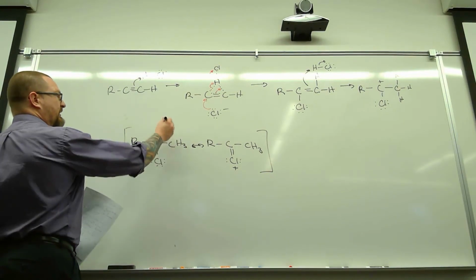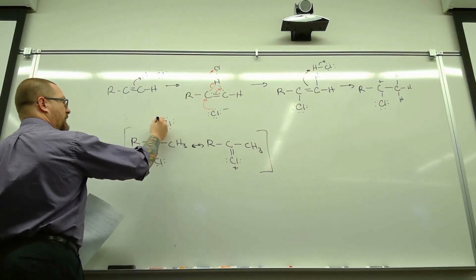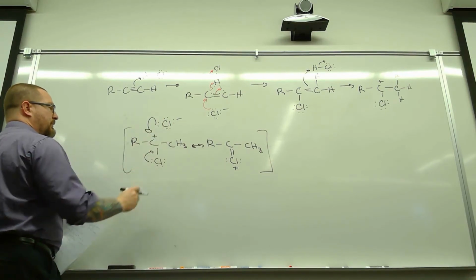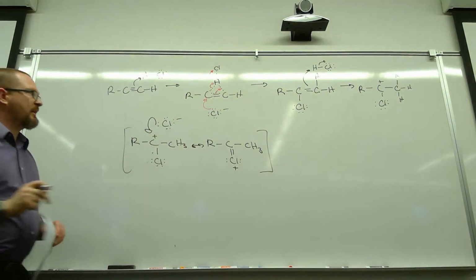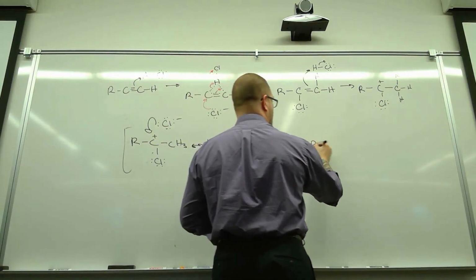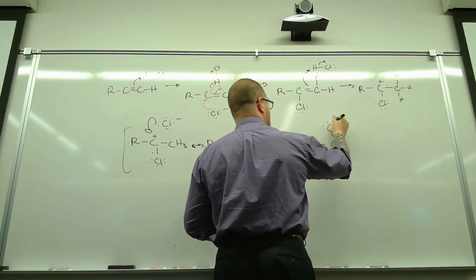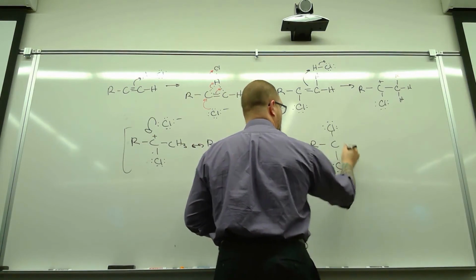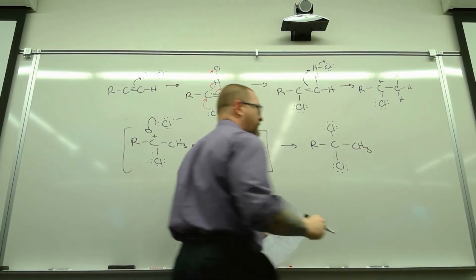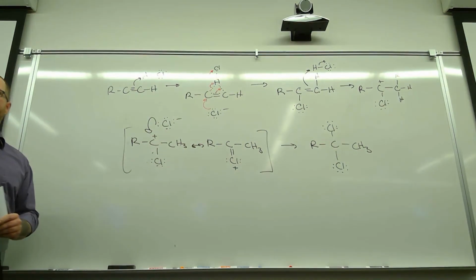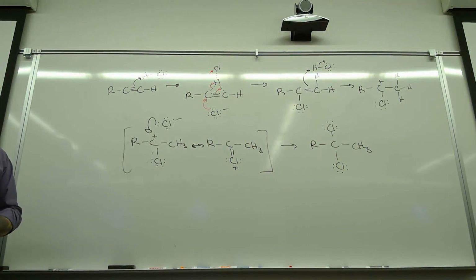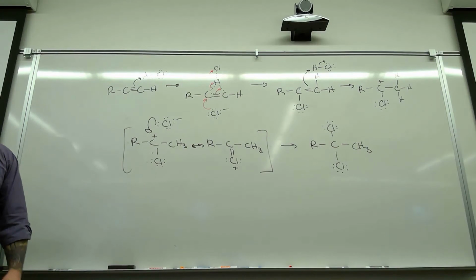But I can just do the second attack with the chlorine attacking the cation, and that gives us our product. So that's the whole mechanism. Oh, no, you don't have to show the resonance structure as part of the mechanism for this one. It's just an explanation for why we're getting a same side attack.